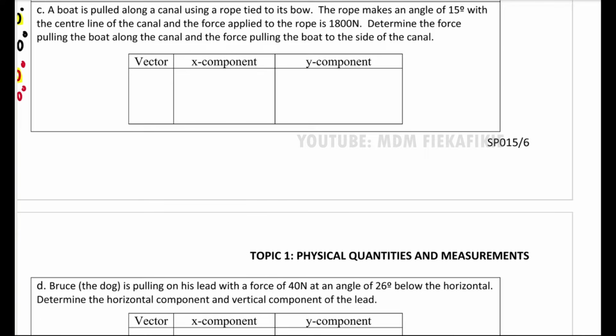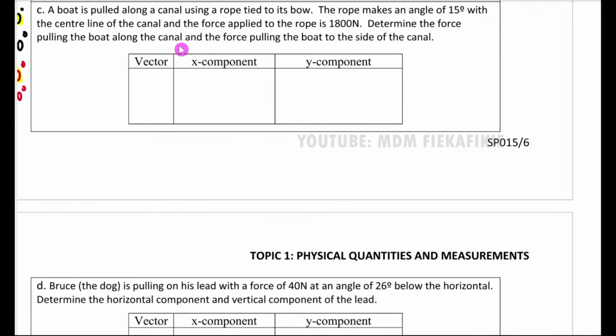Alright. So, now let's read the question here. Okay, we have a boat here. It's pulled along a canal using a rope tied to its bow. The rope makes an angle of 15 degree with the center line of the canal and the force applied to the rope is 1,800 Newton. So, determine the force pulling the boat along the canal and the force pulling the boat to the side of the canal.